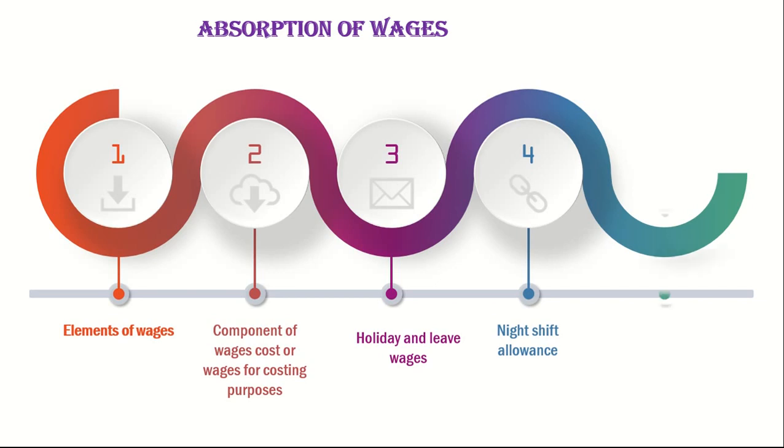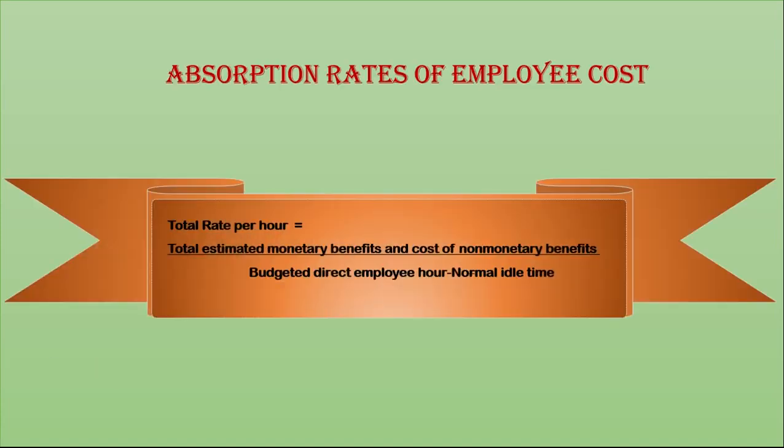Absorption rate per hour is calculated as below. Rate per hour equals total estimated monetary benefits and cost of non-monetary benefits divided by budgeted direct employee hours, normal idle time. Efficiency rating procedures.